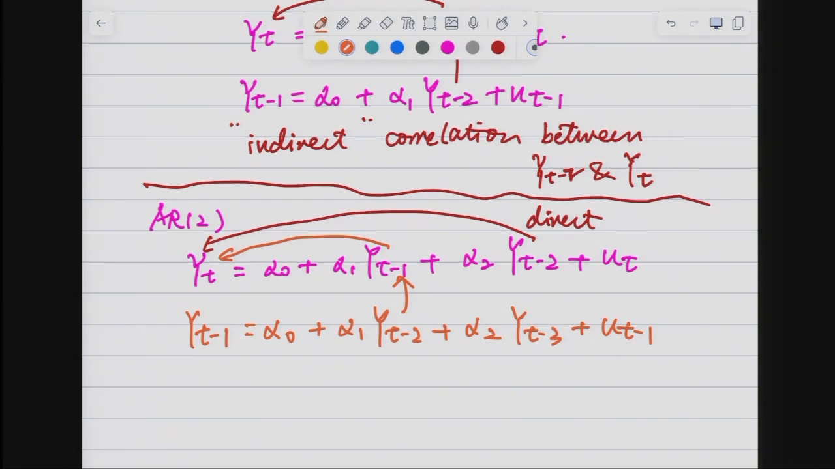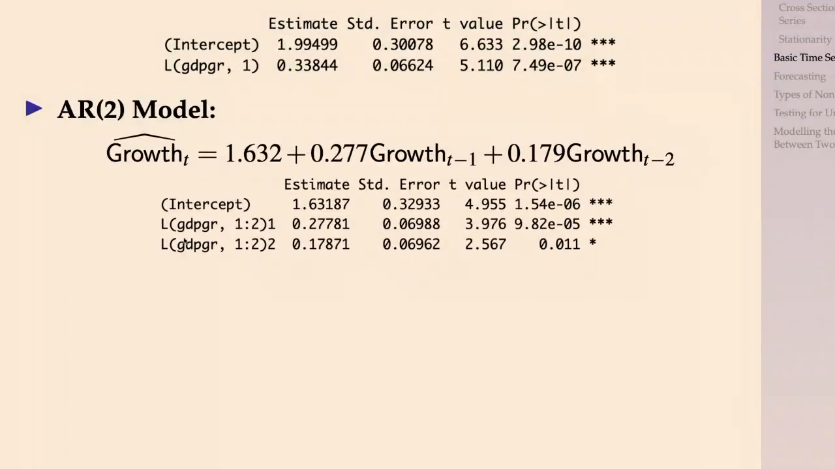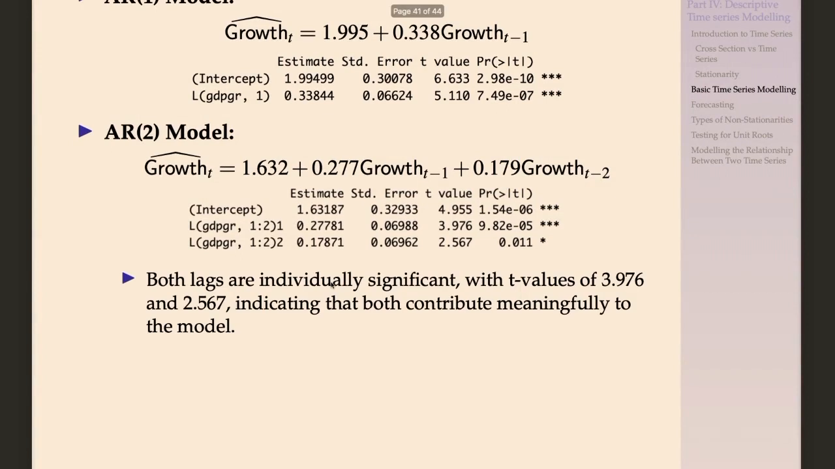Now, suppose we fit an AR2 model to the growth data, basically just by incorporating an extra lag. Here the 1 stands for the coefficient attached to the first lag, and the 2 stands for the coefficient attached to the second lag, which is why alpha hat 1 in the AR2 model is 0.277, and alpha hat 2 is roughly 0.179. We can see that both lags are individually significant at 5%, because for the first lag the t-value is 3.9, and for the second lag the t-value is 2.5.